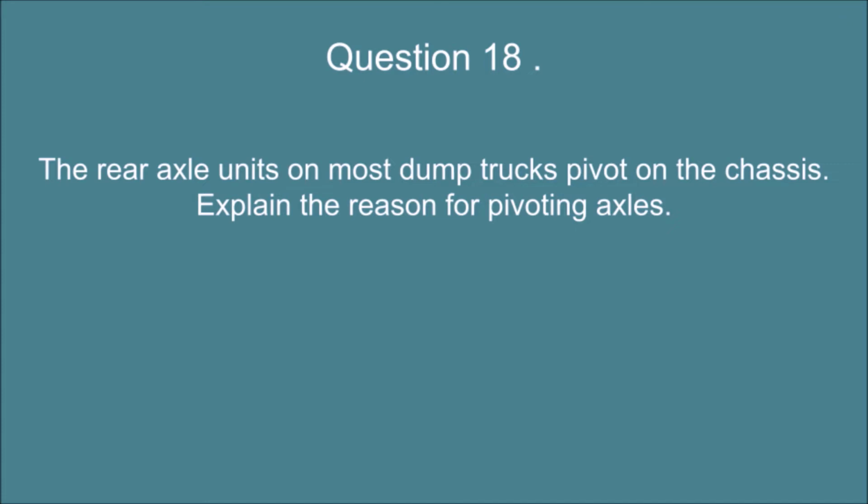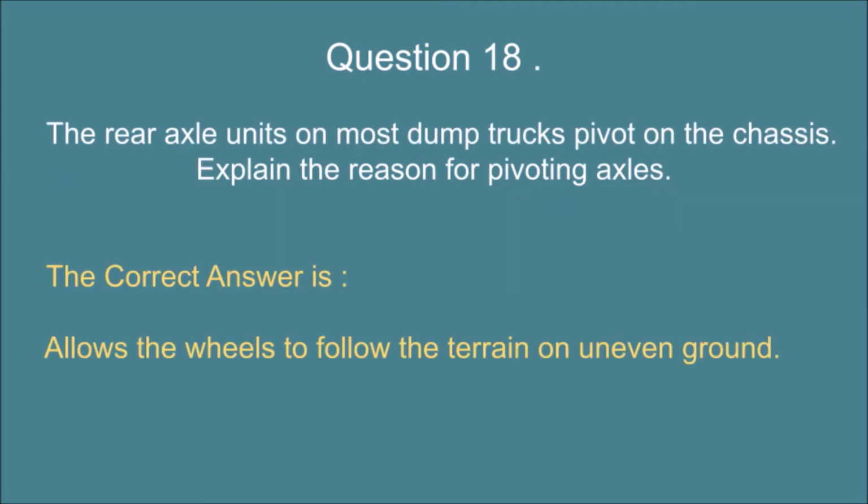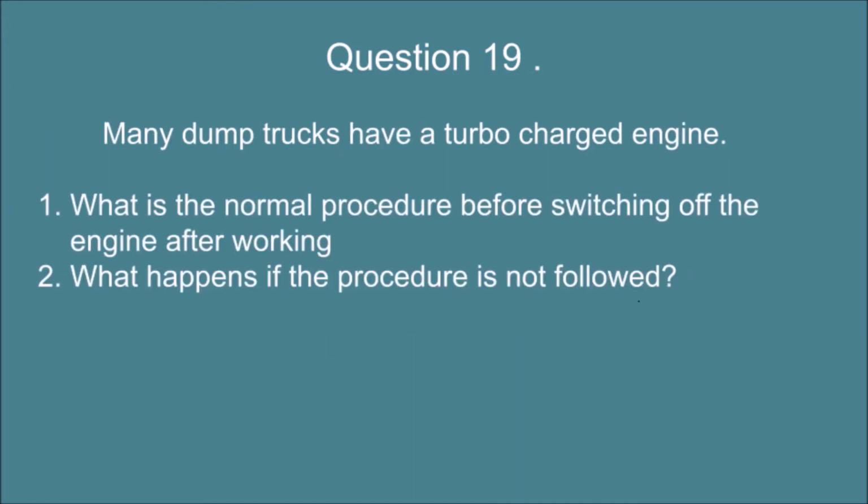Explain the reason for pivoting axles. The correct answer is: allows the wheels to follow the terrain on uneven ground.